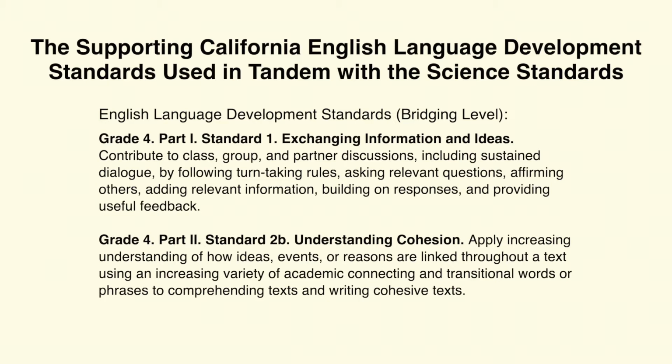And Grade 4, Part 2, Standard 2B, Understanding Cohesion, where students apply increasing understanding of how ideas, events, or reasons are linked throughout a text using an increasing variety of academic connecting and transitional words or phrases to comprehending texts and writing cohesive texts. Watch how students move from early levels of proficiency toward the bridging levels of these English language development standards throughout the lesson.